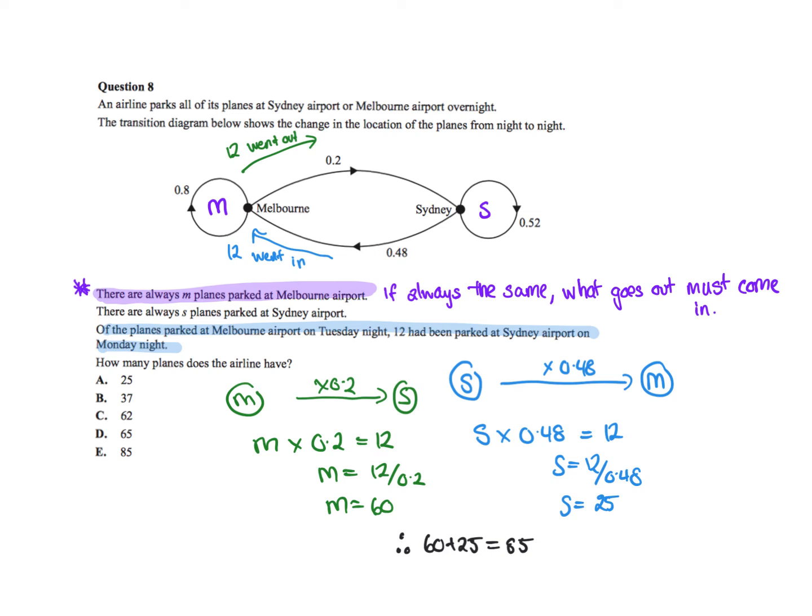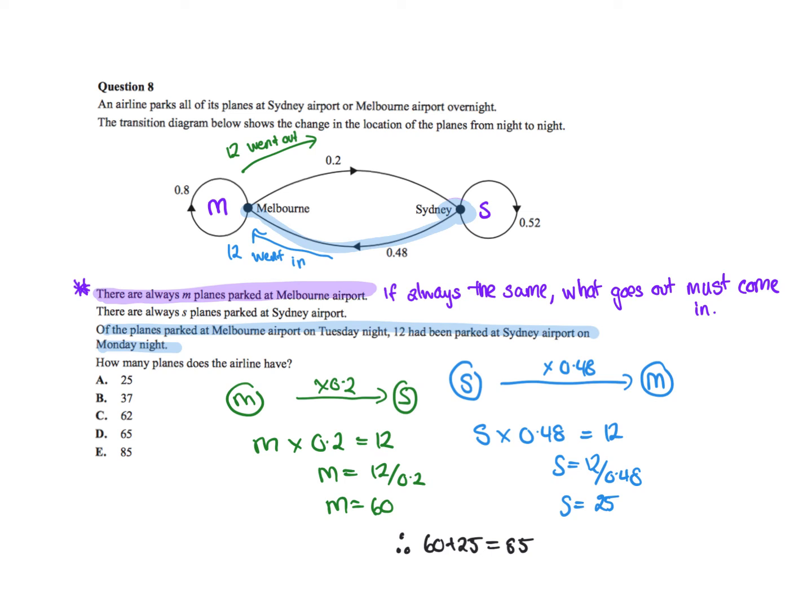So of the planes parked at Melbourne Airport on Tuesday night, 12 had been parked at Sydney on Monday night. So when we went from state to state, we were talking about going from Sydney to Melbourne, and they said 12 went out. So of the ones parked in Melbourne, 12 had been at Sydney. So from Sydney to Melbourne, it was 12.